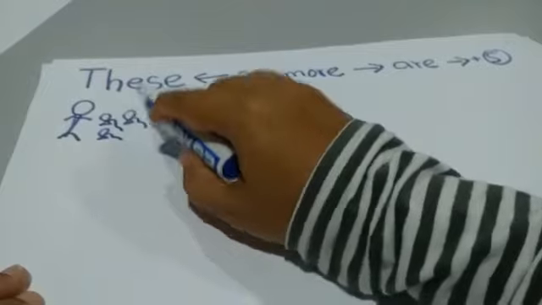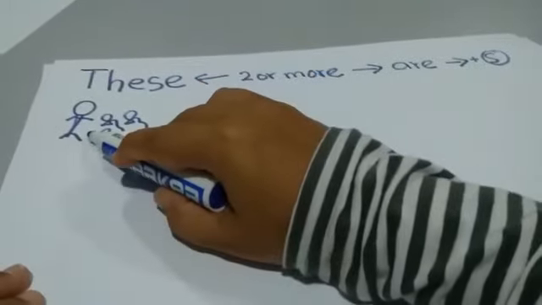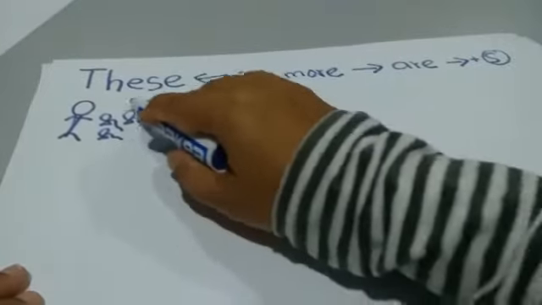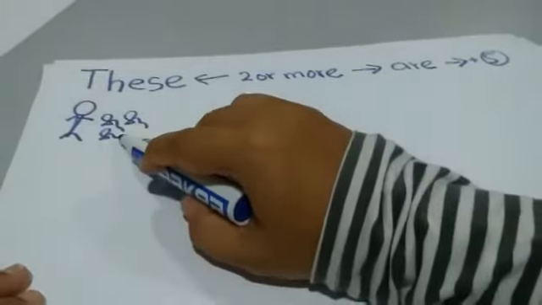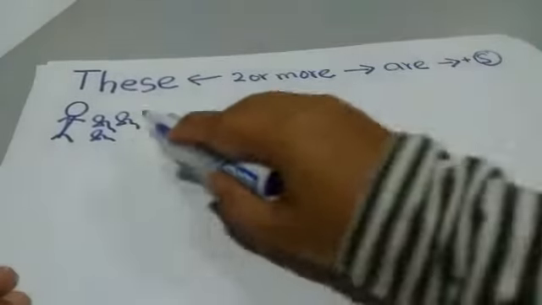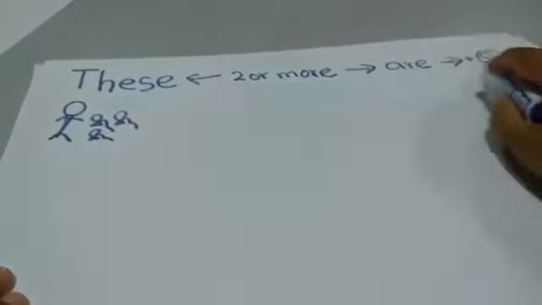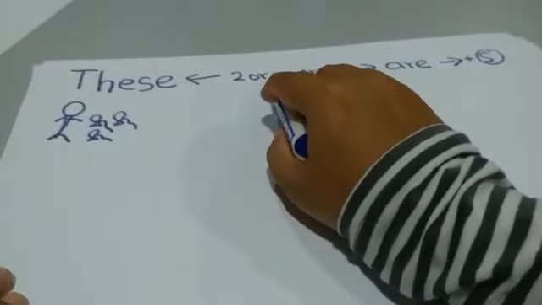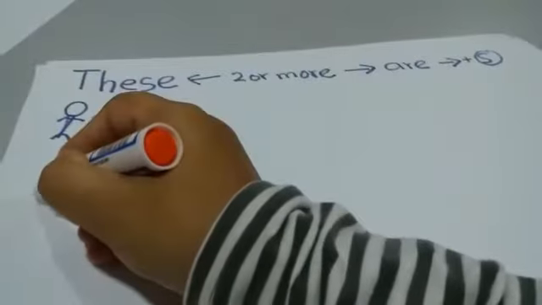Okay? So if the objects are near to you and if the objects are 2 or more, so in this one there are 3. So you have to say these are, and the object is balloon. So you have to put an s, balloons. These are balloons. Okay? Now let us see when there are 2 or more objects far away.